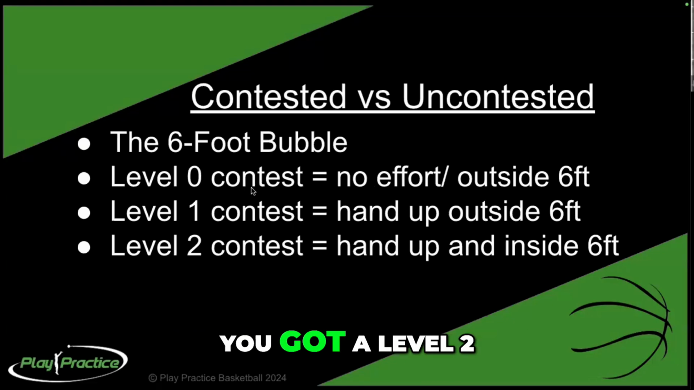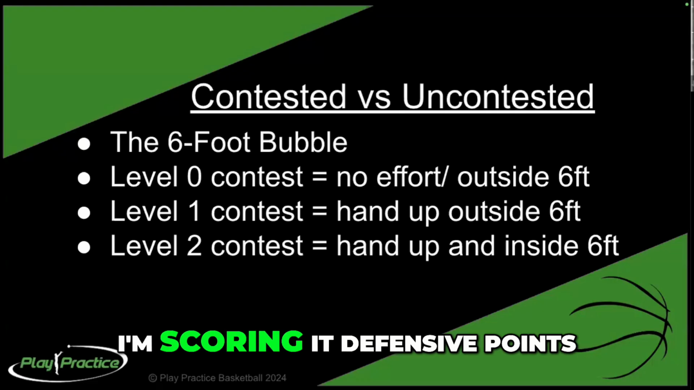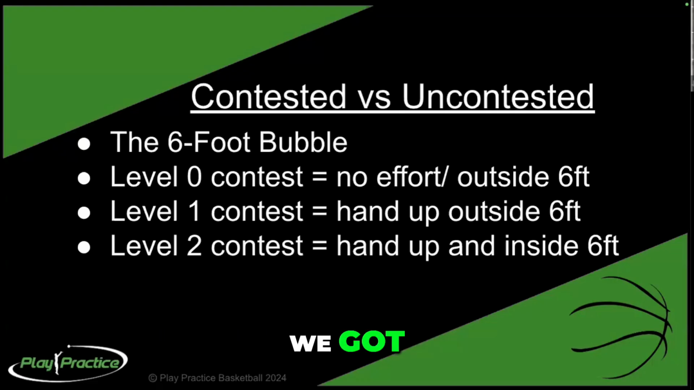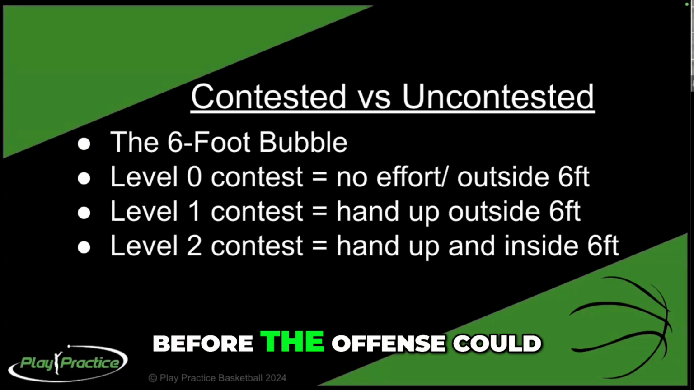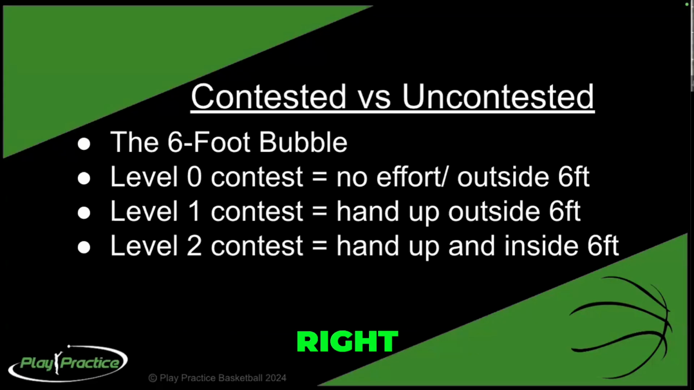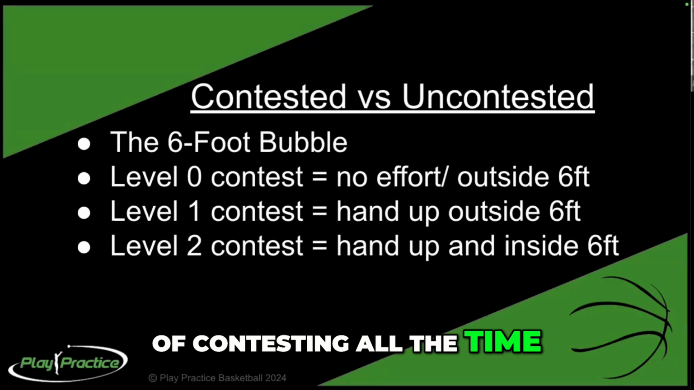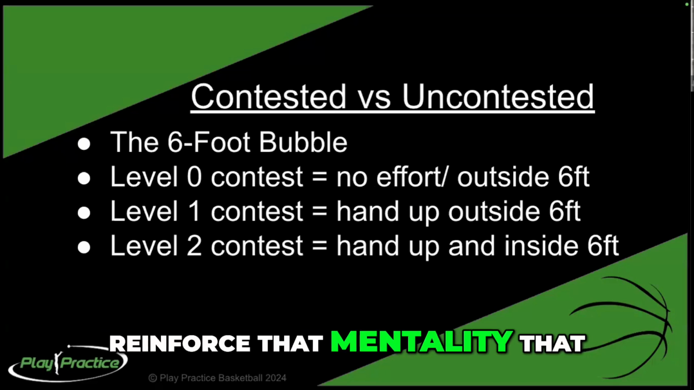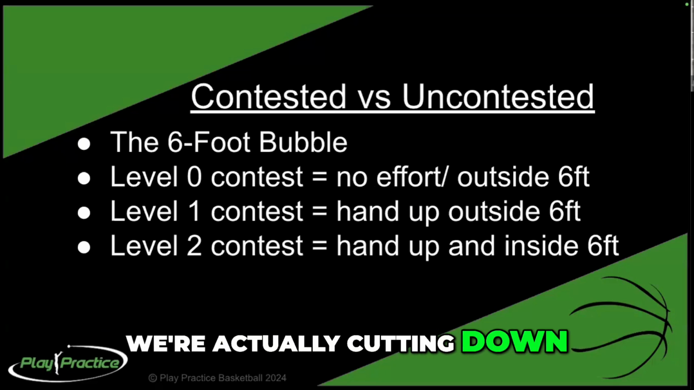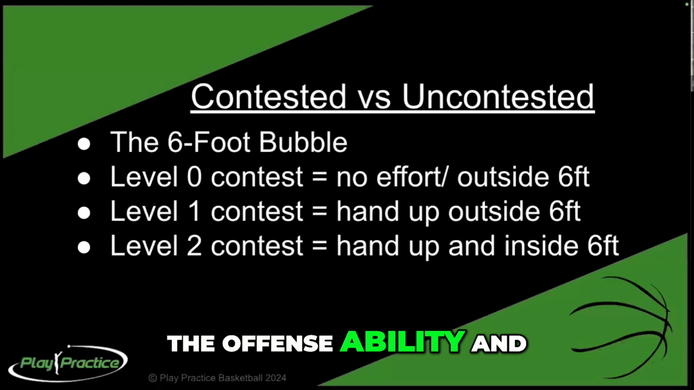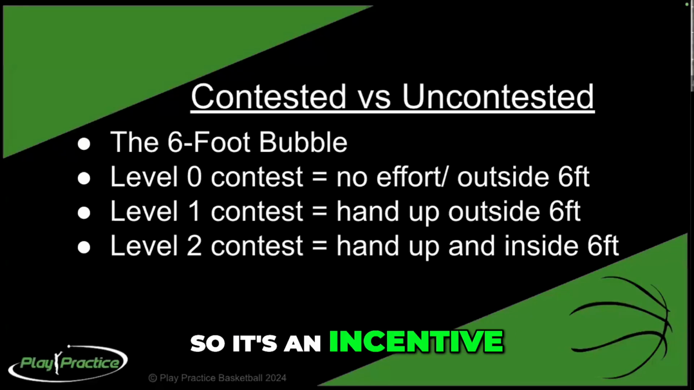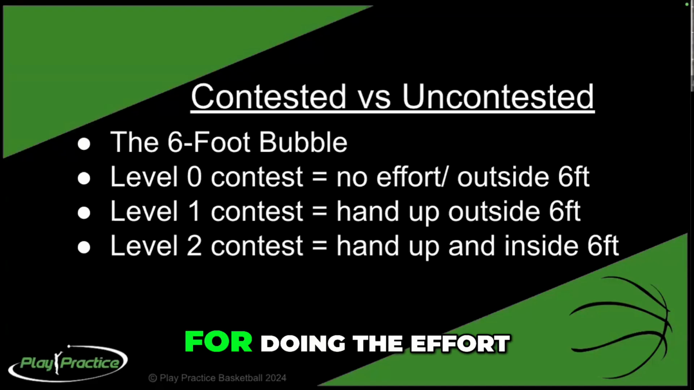It's like, hey, you got a level 2, I'm scoring it as defensive points. We're playing to 8 points and you got 4 contests, so you won the game before the offense could score 8 points. You can make that pretty equivalent if we're doing a good job of contesting all the time. And again, reinforce that mentality that we're actually cutting down the offense's ability and we're earning points. So it's an incentive to do the contest, even if they make the shot, we're still getting points for doing the effort part.